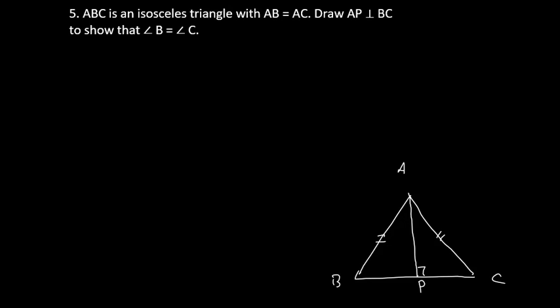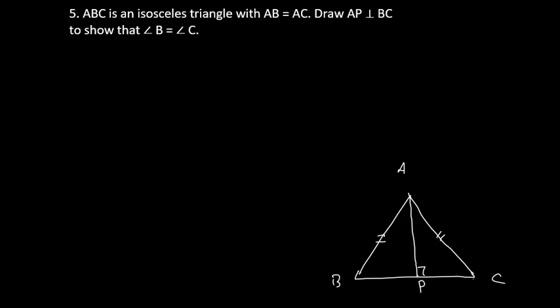So let us first draw an isosceles triangle. Here I will draw an isosceles triangle. Name this triangle as ABC. Then side AB is equal to AC is given. We have to draw AP perpendicular to BC and we have to show this angle B and angle C are equal.